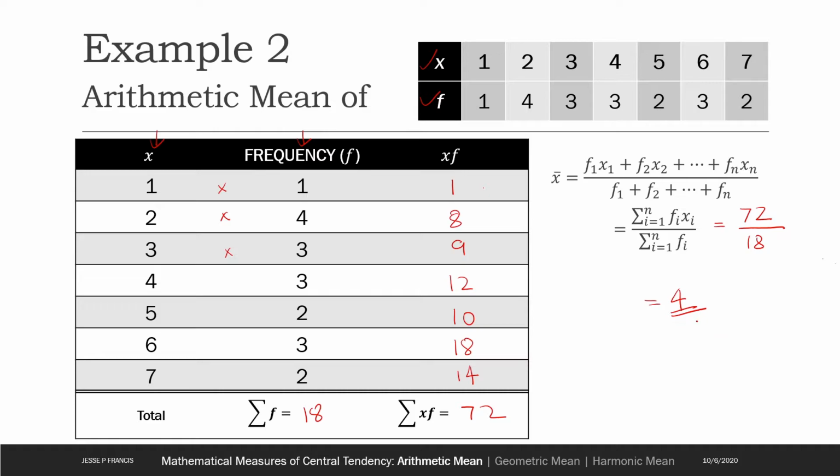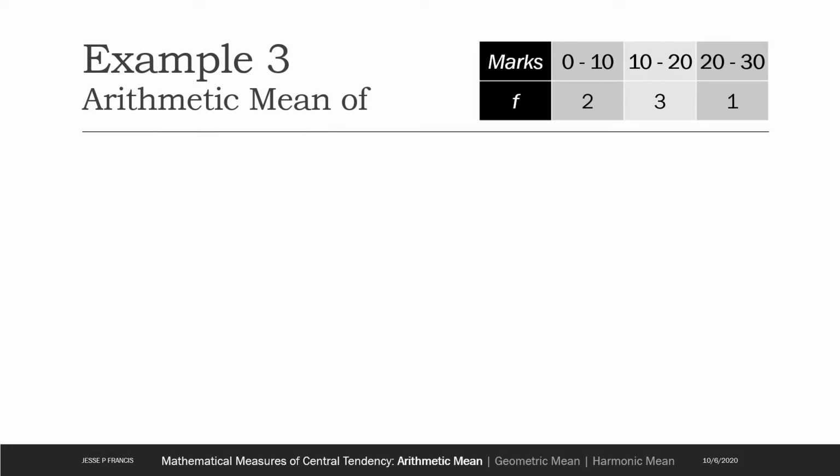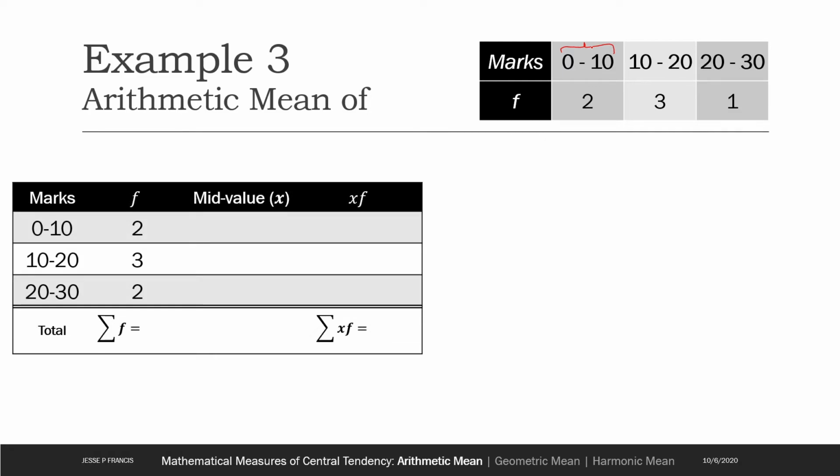So this is one way. This is how to find the arithmetic mean when a frequency table is given. Let's look at what to do when we have a class interval in our frequency table. How we go about it is, we'll again draw a table and add one more column, and that column just takes the mid value of x.